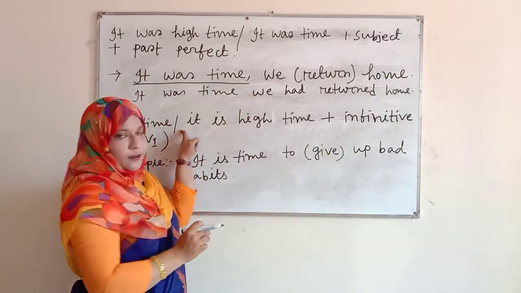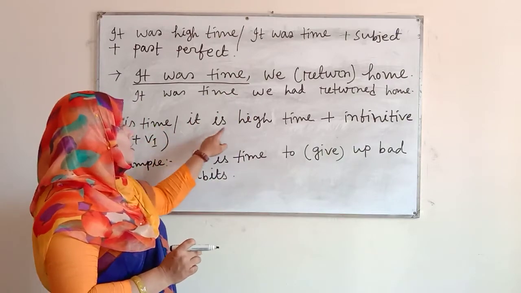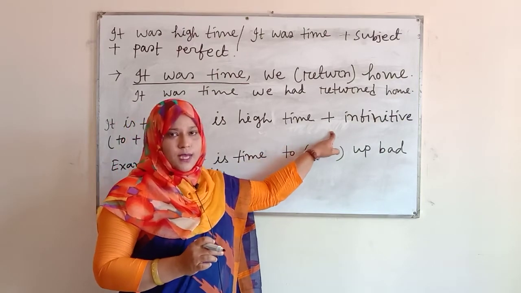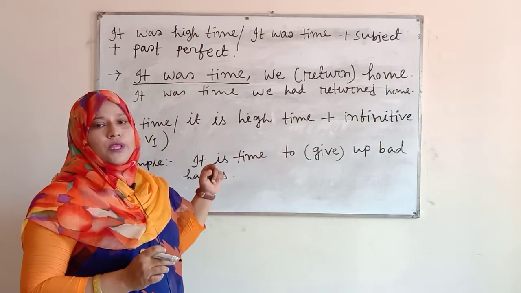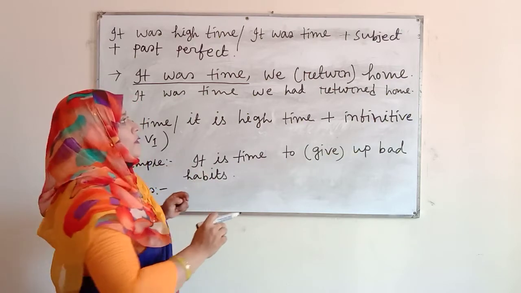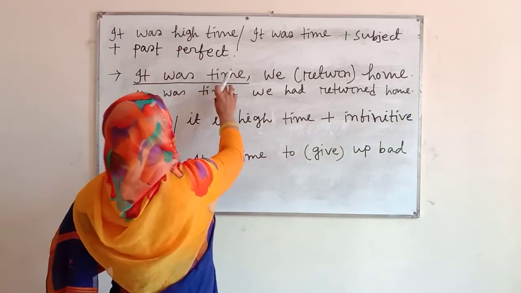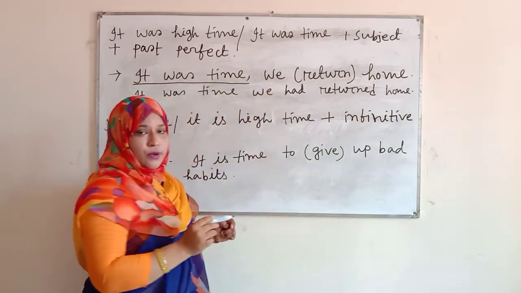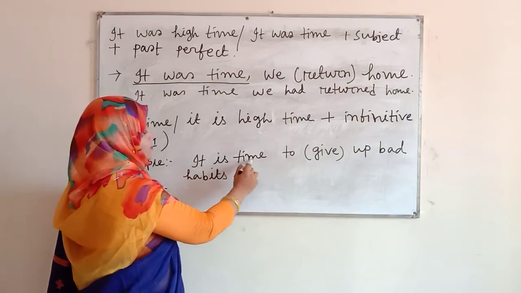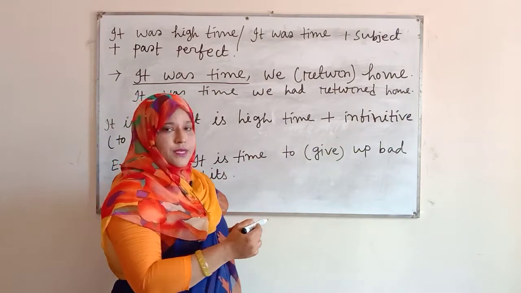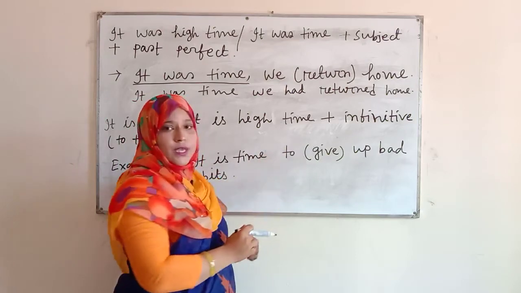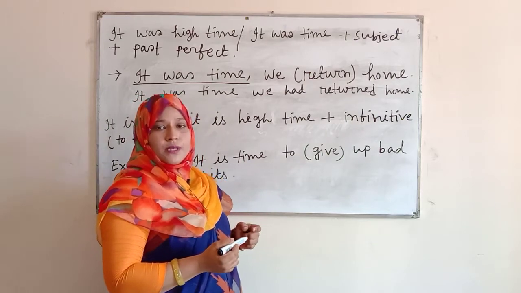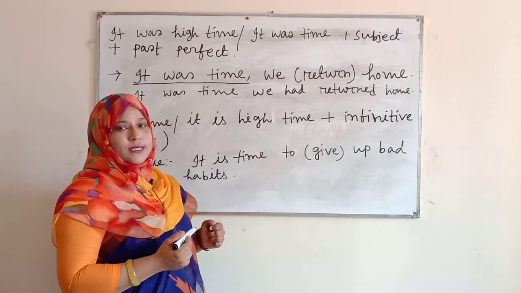If we find it is time or it is high time and after it we see no subject, then we will use 2 plus verb 1. Notice it. এই সেন্টেন্সটাতে দেখো it was time, তারপরে আমাদের কি ছিল? সাবজেক্ট ছিল। আর এই সেন্টেন্সটিতে দেখো it is time, অথবা যদি আমাদের it is high timeও থাকতো এবং এটার পরে যদি কোনো সাবজেক্ট না থাকে, তখন আমরা কি ইউজ করব? ইনফিনিটিভ। ইনফিনিটিভ, দ্যাট মিন্স 2 plus verb 1.